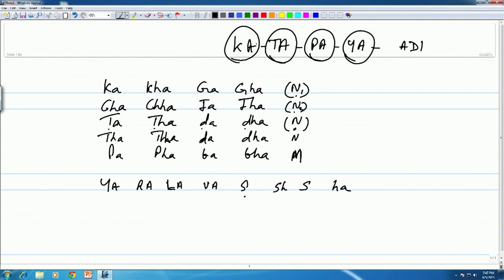Now, the ka varga is actually ka, kha, ga, gha, nga, the cha varga is cha, chha, ja, jha, nya, and so on. But for this Katapayadi scheme, we group these two together, and these two together. This is a separate group and then this is a separate group. So this group starts with ka. So this is the ka group. Then this group starts with ta. So ka ta, ka ta. So these two form one group.